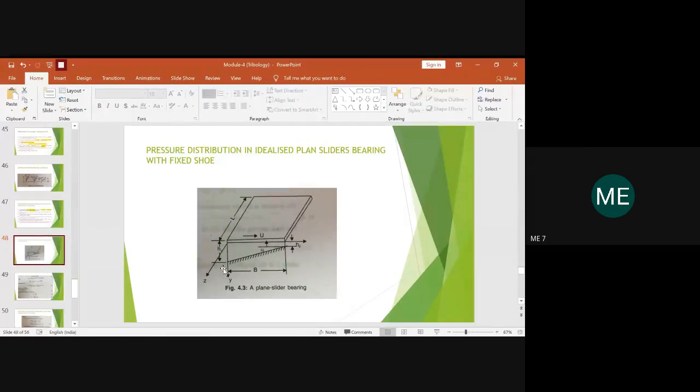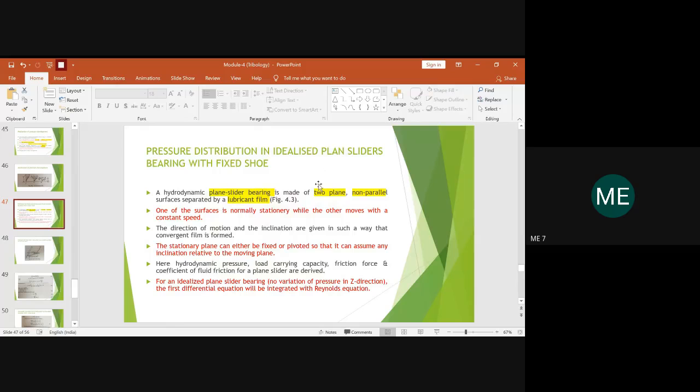So the thickness of the lubricant film here is H1 and the thickness of the lubricant film here is H2. Likewise, the film thickness varies from this point to this. This is the width of the top surface, and this is the length of the top surface. So this is the initial arrangement.